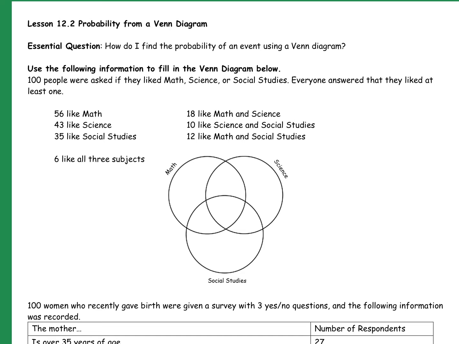So we're going to take the following information and fill in the Venn diagram. I know, 100 people were asked if they liked math, science, or social studies. Everyone answered that they liked at least one. So everyone answered. So 56 liked math, 18 liked math and science, 43 liked science, 10 liked science and social studies, 35 liked social studies, 12 liked math and social studies, and 6 liked all 3 subjects.